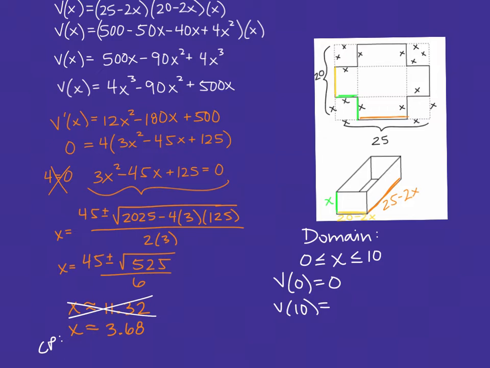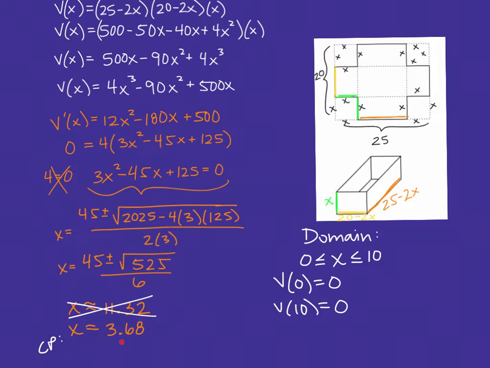The same thing for 10, although it's not as easily visible. If x was 10, if we multiplied these three together, which is how we got this volume, 20 minus 2 times 10 is 0. So if one of our sides was 0, that means our volume would be 0. So the two extremes in the x values provide a volume of 0.